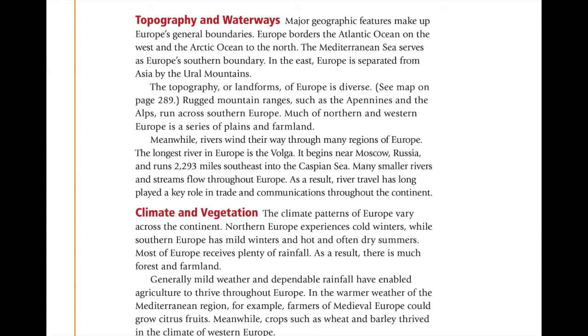Rugged mountain ranges, such as the Apennines and the Alps, run across southern Europe. Much of northern and western Europe is a series of plains and farmland. Meanwhile, rivers wind their way through many regions of Europe. The longest river in Europe is the Volga. It begins near Moscow, Russia, and runs 2,293 miles southeast into the Caspian Sea.